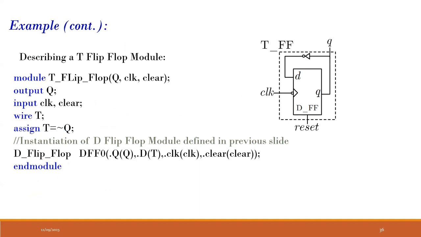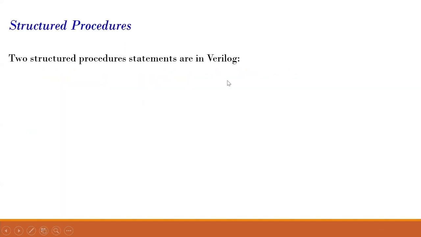Once we have defined the D flip-flop, we can simply use the T flip-flop to execute the D flip-flop. So we don't need to actually reduce the T flip-flop. I will not spend much time over here. Now we'll go to the behavioral model.